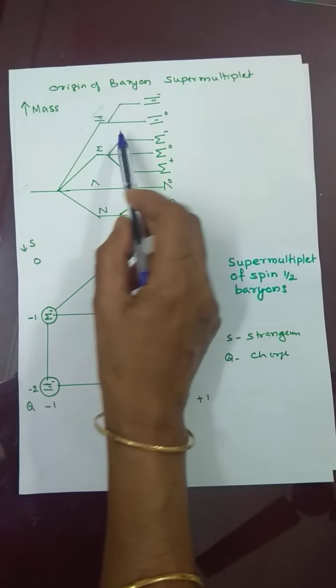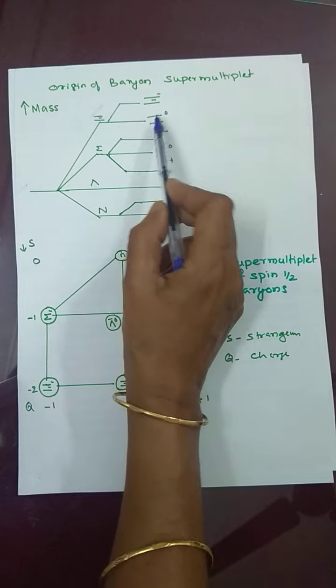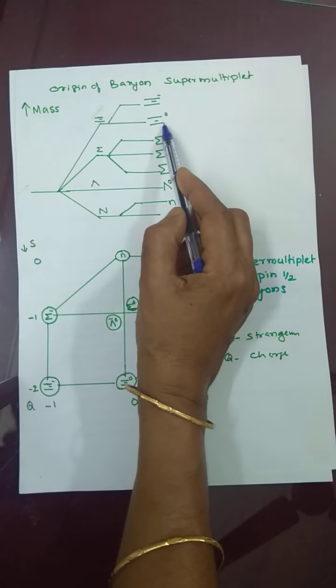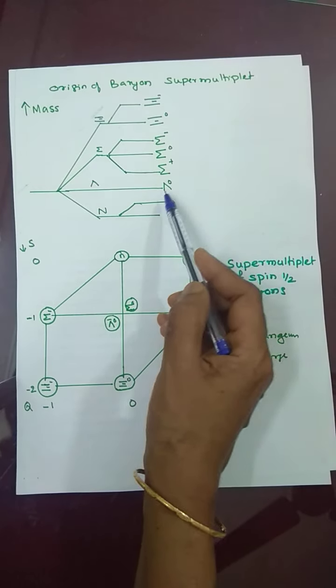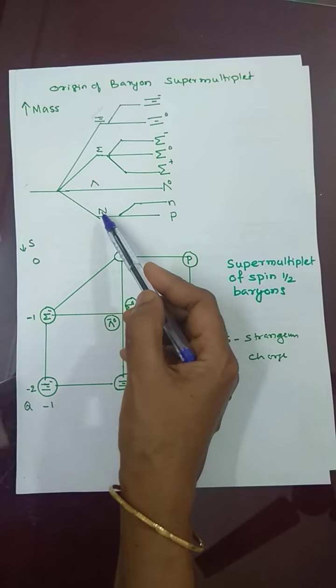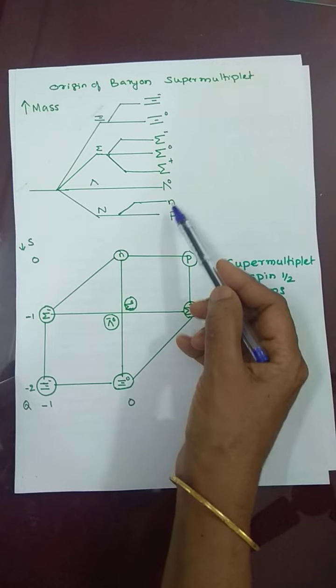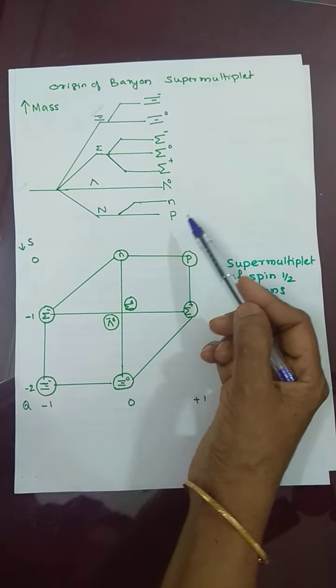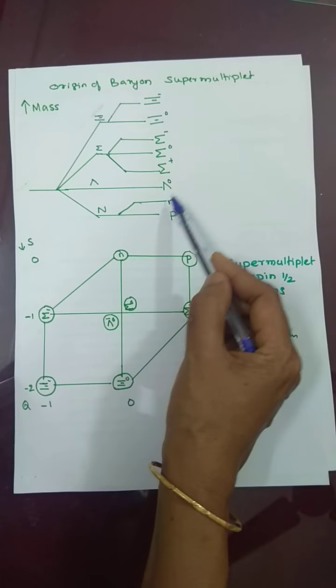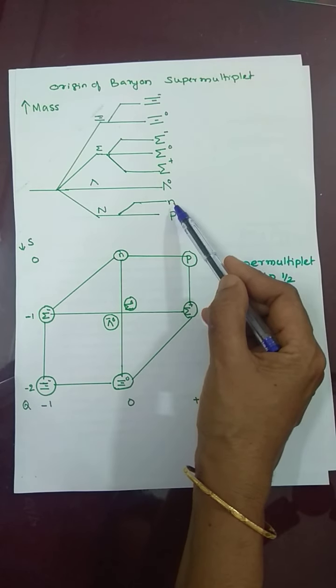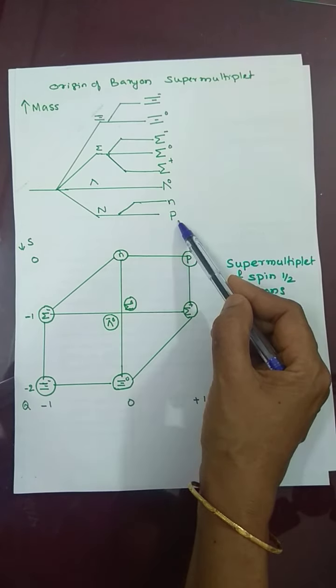Then further, on the action of electromagnetic interaction, it splits up into Xi minus, Xi 0, sigma minus, sigma 0, sigma plus, lambda 0. Then the nucleon splits up into neutron and proton. So under the strong interaction it is only the same particle, but when electromagnetic interaction comes, it splits up into neutron and proton.